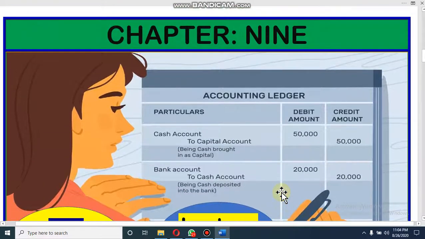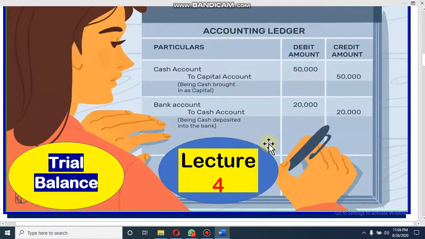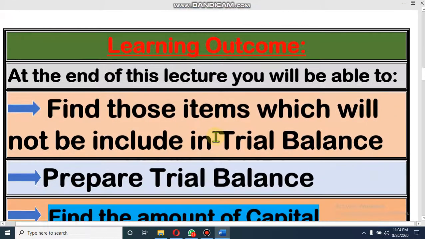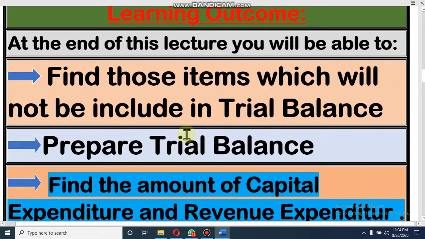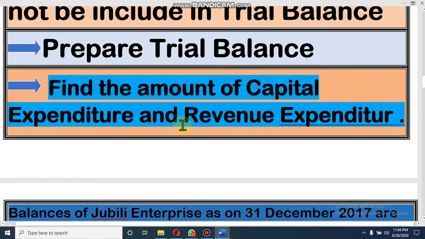Dear student, today we will discuss chapter 9 and you know that today it is our fourth lecture on trial balance. Dear student, after this lecture, you will be able to find those items which will not be included in the trial balance. That means you can find out the items which will not be recorded in the trial balance and you can prepare a trial balance. You can find the amount of capital expenditure and revenue expenditure.